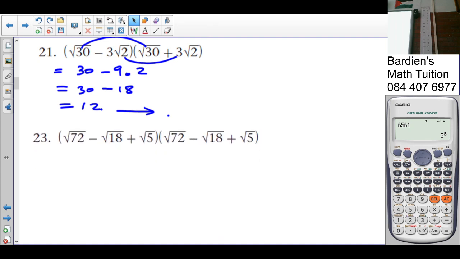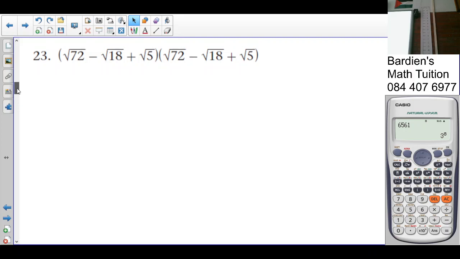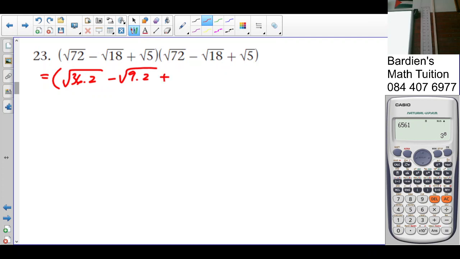The last one, and that's the one that was indicated to be the problem. What I'll do first is simplify. There's actually a binomial squared. If you want, you can multiply the whole thing out, but it's going to be a very messy business. So root 72 can be written as root 36 times 2, minus root 18, which is root 9 times 2, plus root 5.